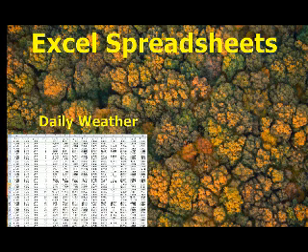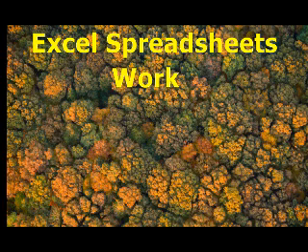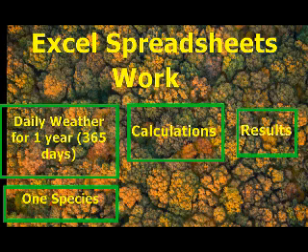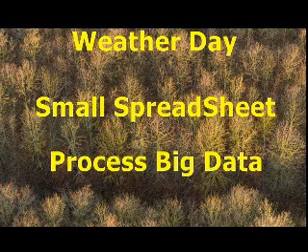All the daily weather and the species data required for the calculations is found in one worksheet called Work. Thus, all the calculations in the spreadsheet are based on one sheet, the Work, which contains the daily weather for 1 year and the data for one species, and all the results are stored in one sheet called the Results. Let me explain how a simple Excel spreadsheet can be used to process big data.